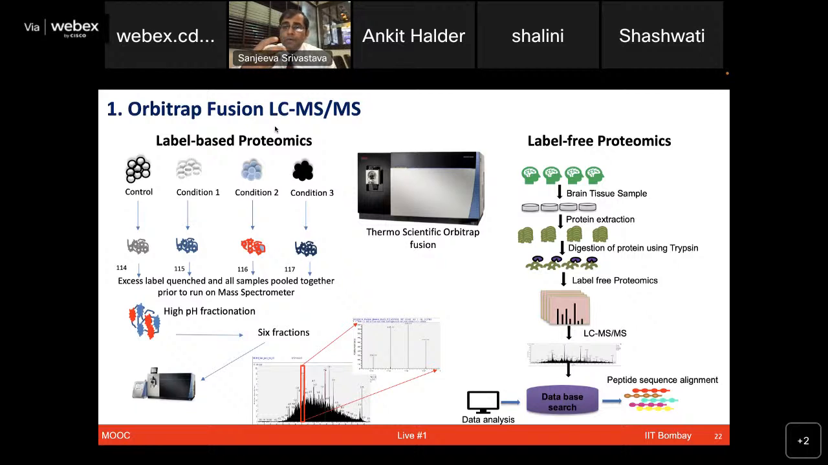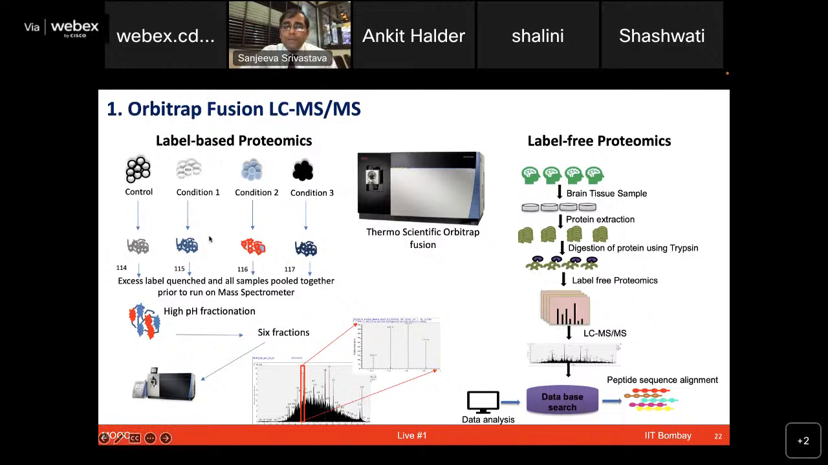You are taking the protein samples, digesting them to make the peptides, and those peptides you are cleaning up, running in the mass spectrometer to generate these kind of chromatograms, saving that data in the library, and then using that eventually for the data analysis.